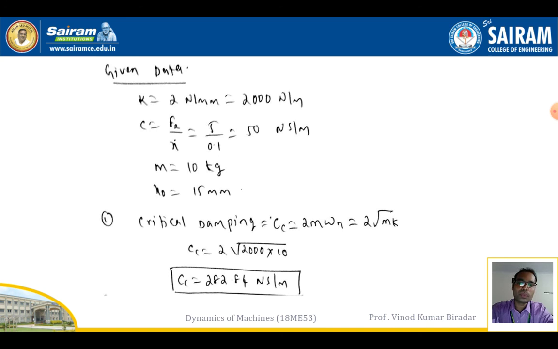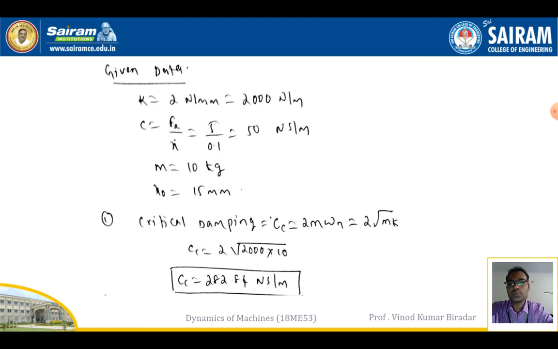Just to note the given data: k is equal to 2 newton per mm, which converted into meters is 2000 newton per meter. c is equal to the frictional force divided by velocity, so 5 by 0.1 is equal to 50 newton second per meter, that is the damping given. The mass is 10 kg and the initial amplitude x naught is equal to 15 mm.